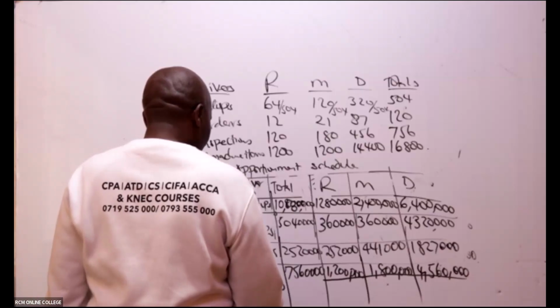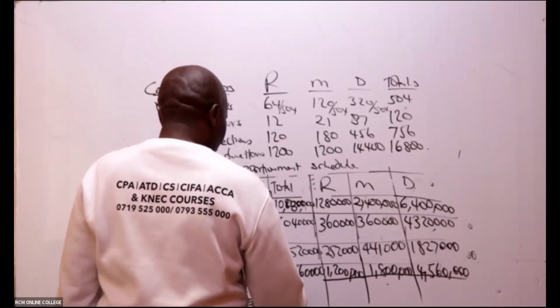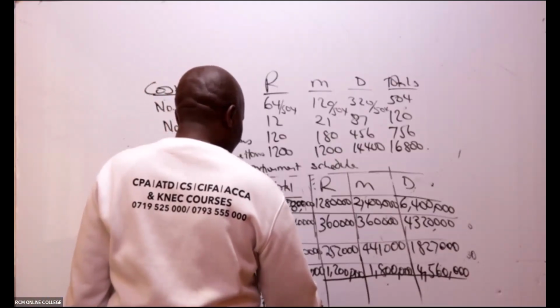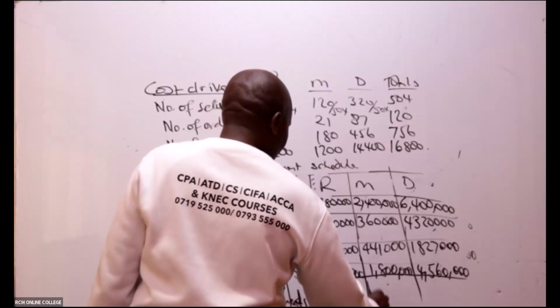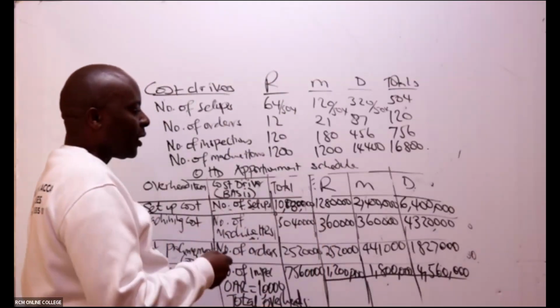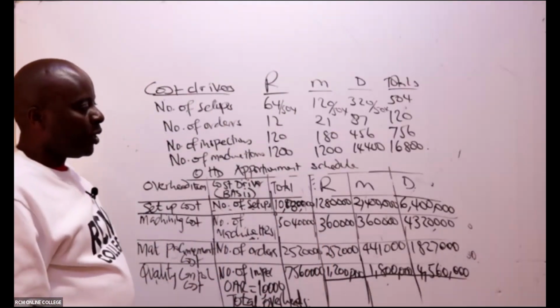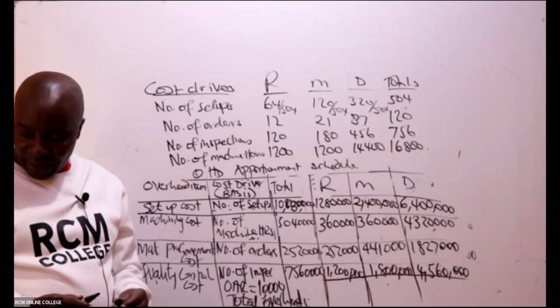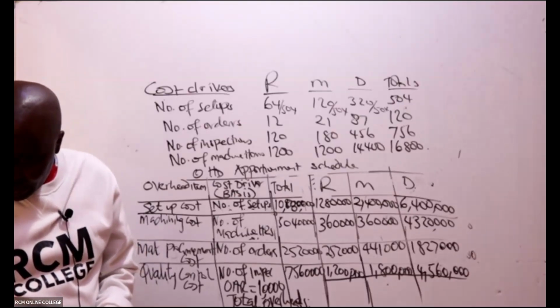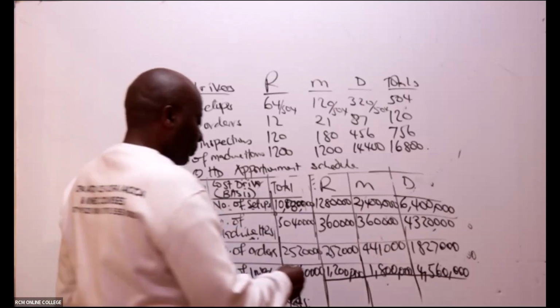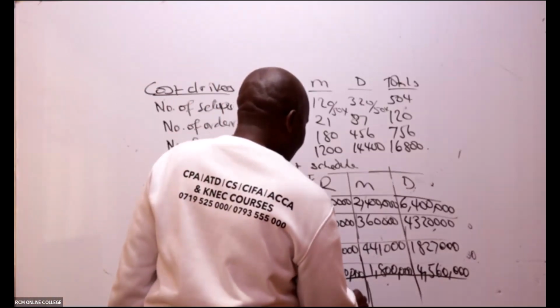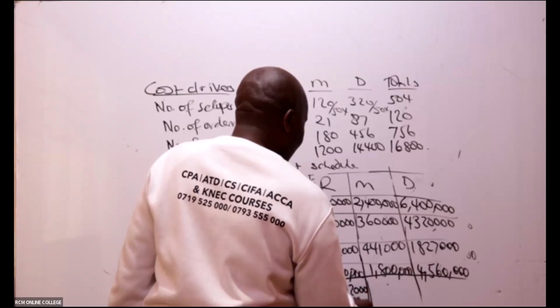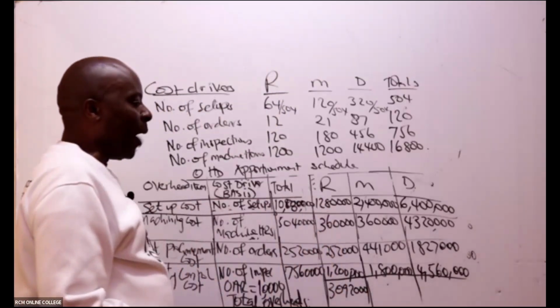Give me the total overheads for the 3. Don't add grand total, total of total. No. I want total for R, total for M, total for D. So regular, I'm being told, is 3092,000. All right. And then we have M.